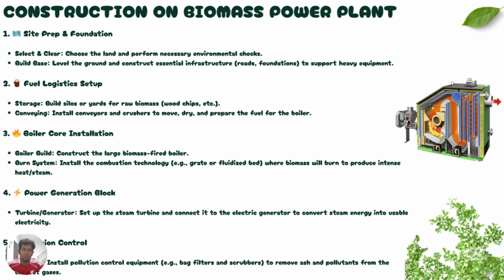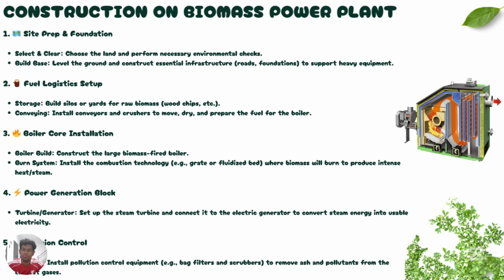Next, the construction of a biomass power plant. When biomass is burned in the boiler, it produces flue gases that contain ash particles, dust, and other pollutants. If these gases were released directly into the air, they could cause environmental problems. So, before the flue gas exits the chimney, it goes through several cleaning stages. The first equipment used is usually a cyclone separator. This device removes large and heavier ash particles by forcing the gas to spin in a circular motion. The spinning action throws the particles to the outer walls, where they fall into a collection bin.